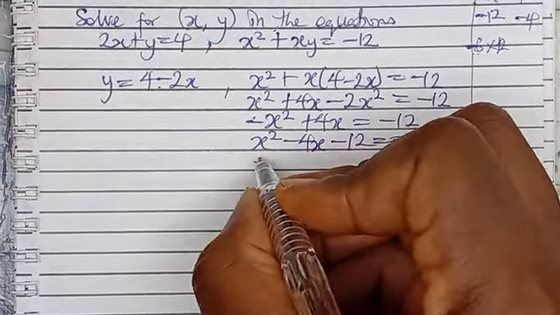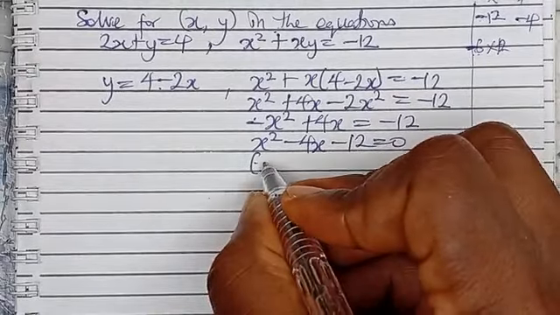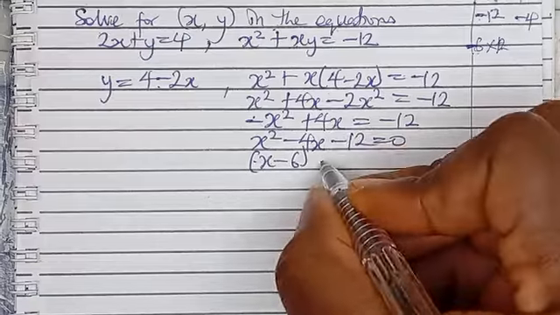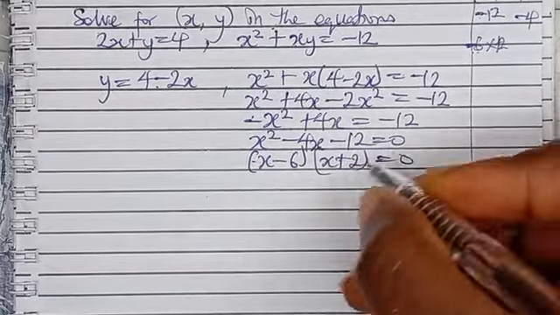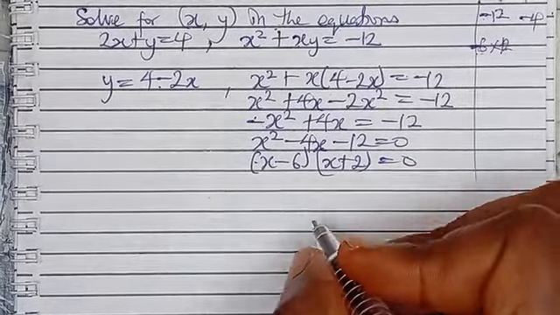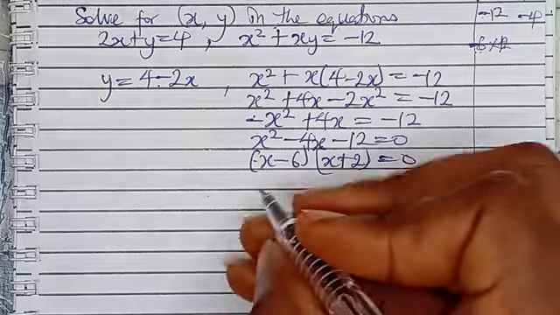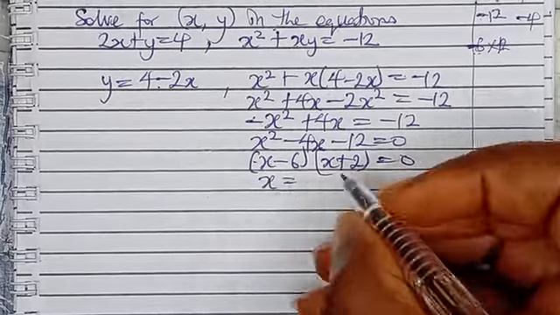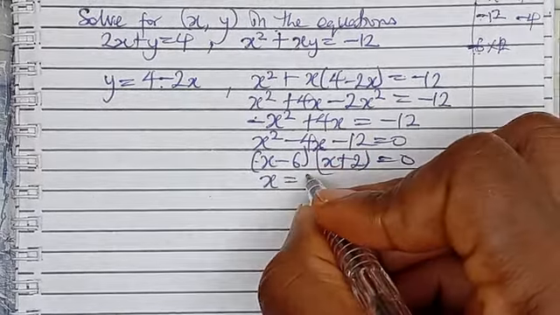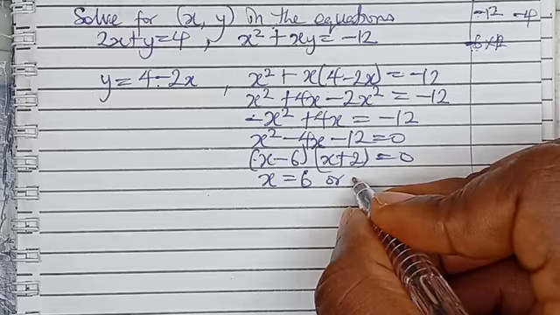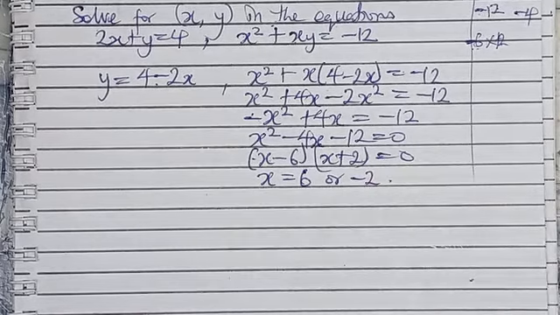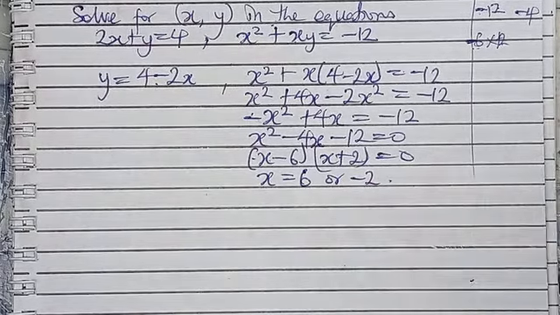So the coefficient of x squared is 1. I just open brackets, x minus 6 and x plus 2. It could come in any order, this and this. It doesn't really matter. Then for the values of x, we have that x is equal to the opposite sign of this, plus 6, or x is equal to this with its opposite sign, minus 2. So we found the values of x.